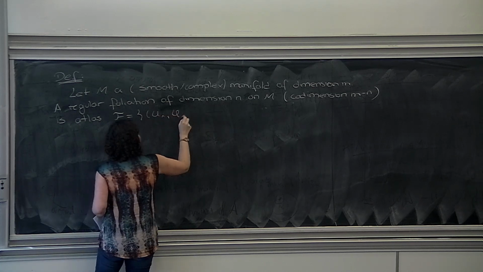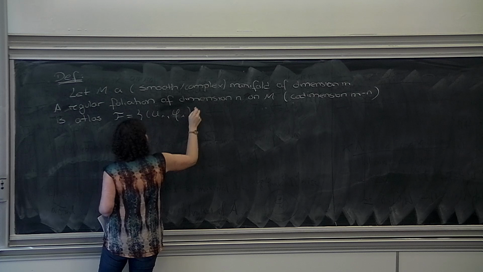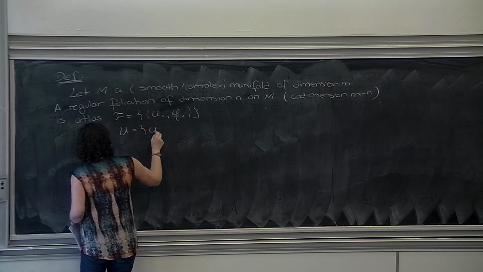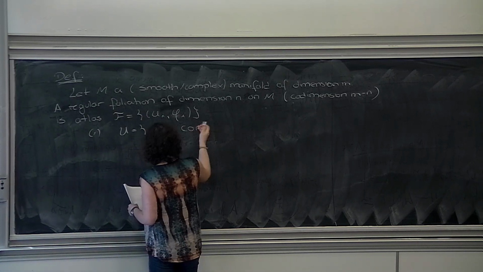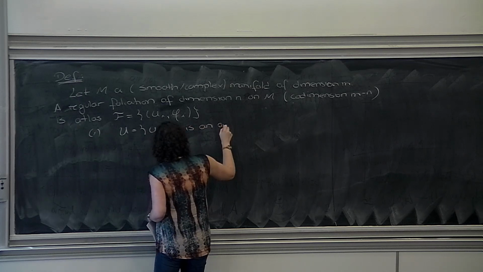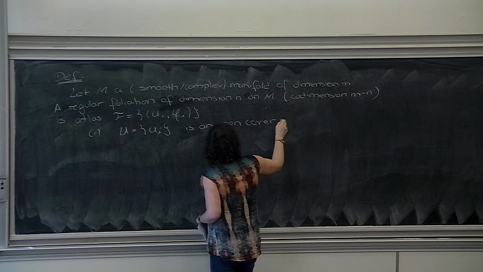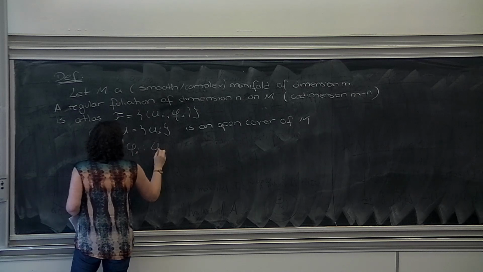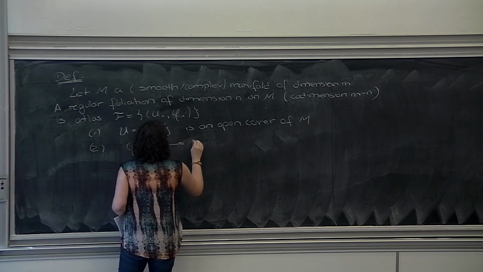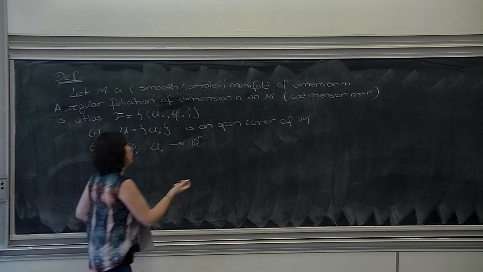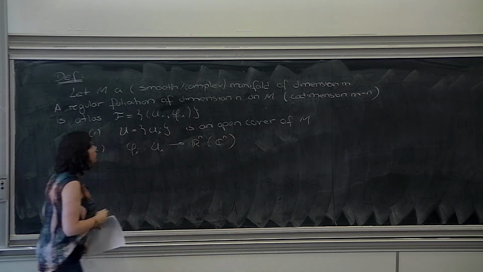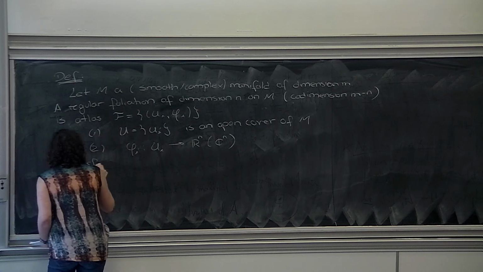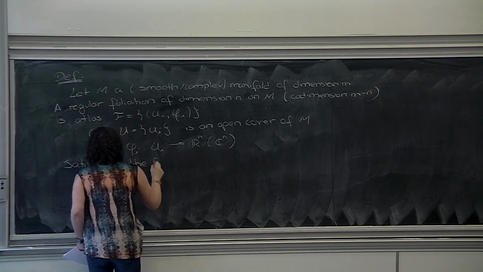(U_i, phi_i), where the U_i constitute an open cover of M. The homeomorphisms phi_i are defined from U_i onto R^m or C^m, according to whether M is a smooth or complex manifold, satisfying the following property.